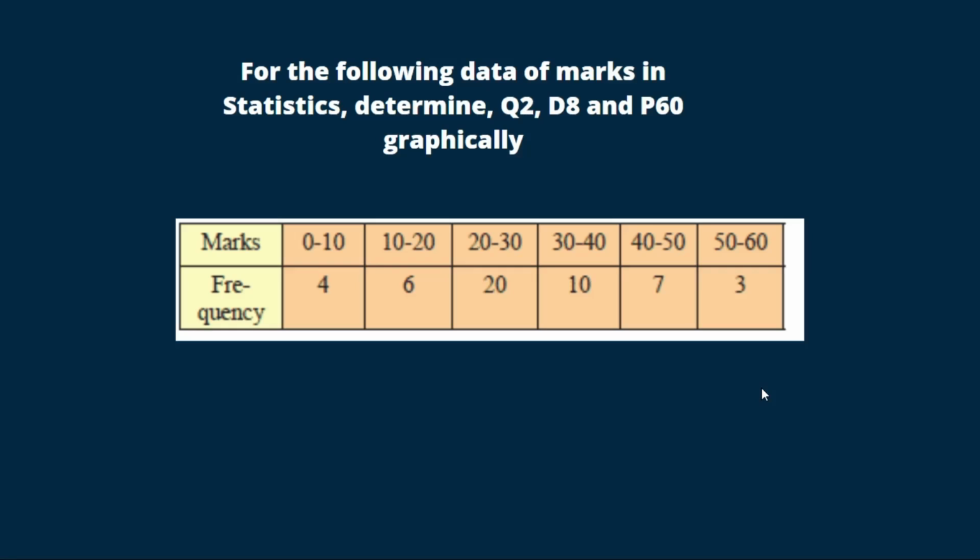Now let's see one example and understand. This question is given in your textbook also, and it is quite important, so we have selected this question for the explanation. Here you have to find quartile 2, decile 8, and percentile 60. Your marks are given as 0 to 10, 10 to 20, 20 to 30, and so on, plus the frequency is given to you.